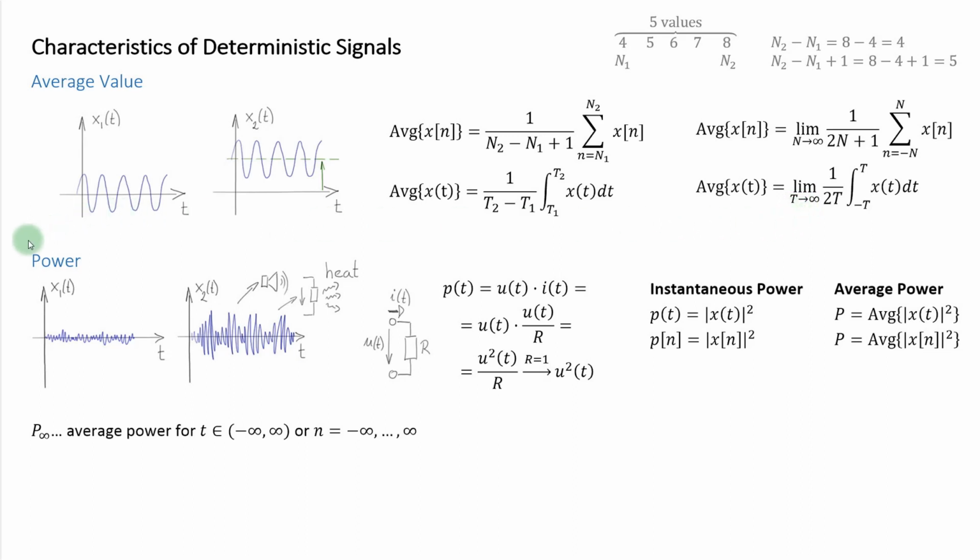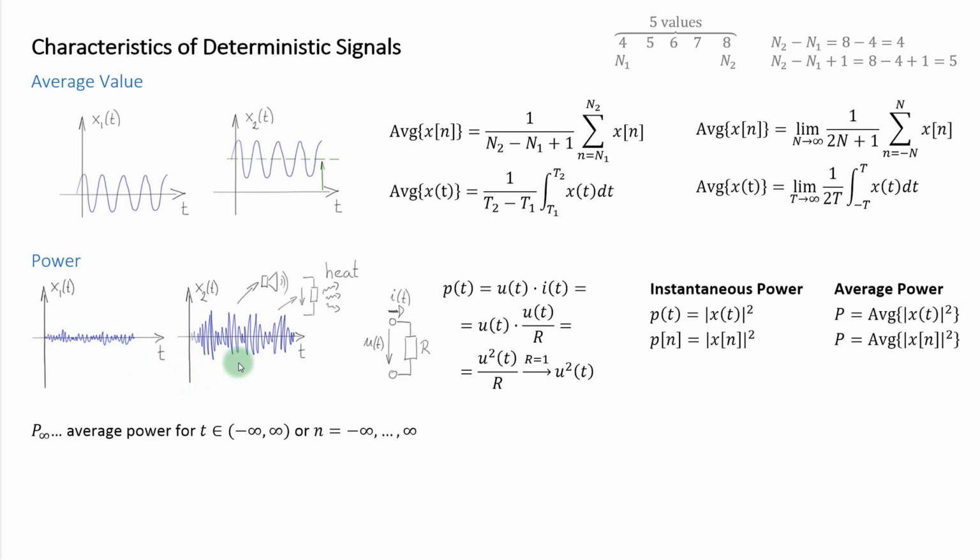Now I will talk about another characteristic of deterministic signals, which is power. What is power good for? Well, let's take these two signals. Just by looking at these two signals, do you see a big difference in the average value of this signal and this signal? It's not a big difference. Both average values seem to be about 0. So these two signals do not differ in the average value much. But just by looking at them, you could say that this one is smaller and this one is bigger.